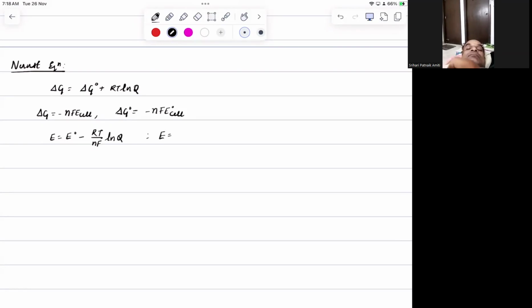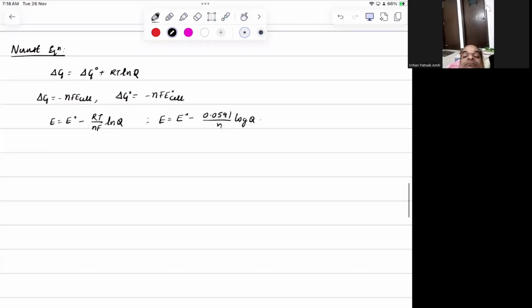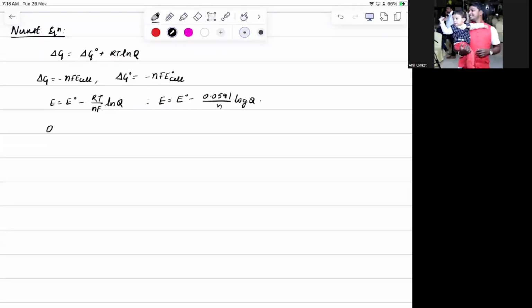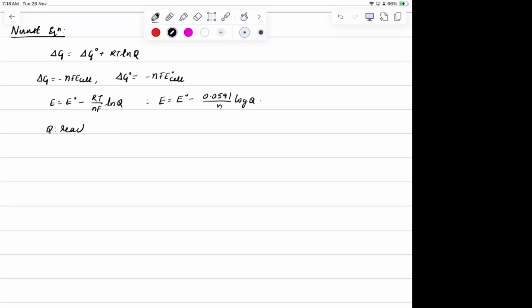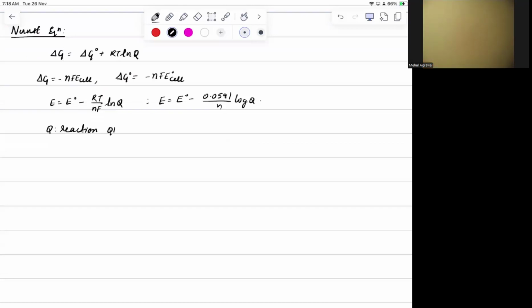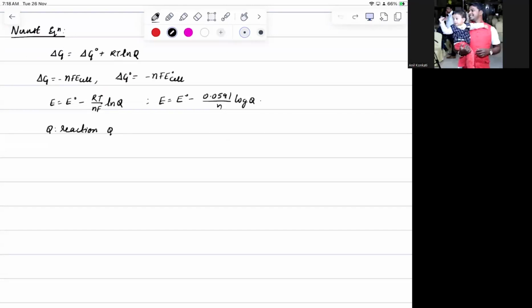If we substitute these values of constants, we will get 0.0591 by n log of Q. And this is the Nernst equation which we'll be using. Got it? Now, what is Q? Q is the reaction quotient.